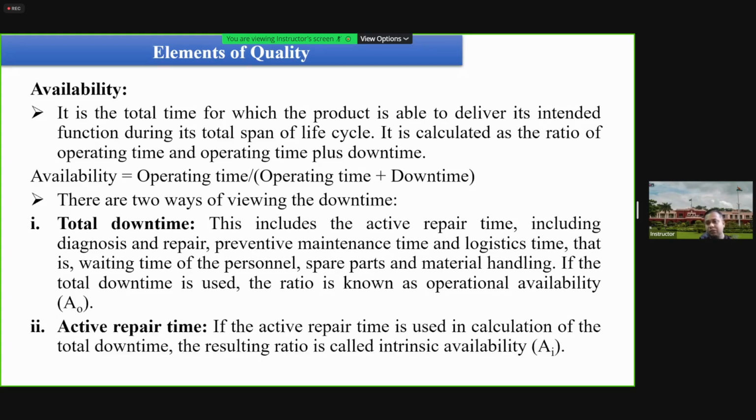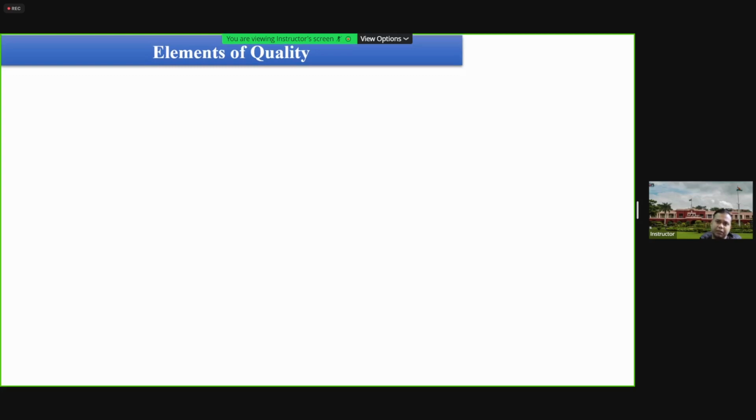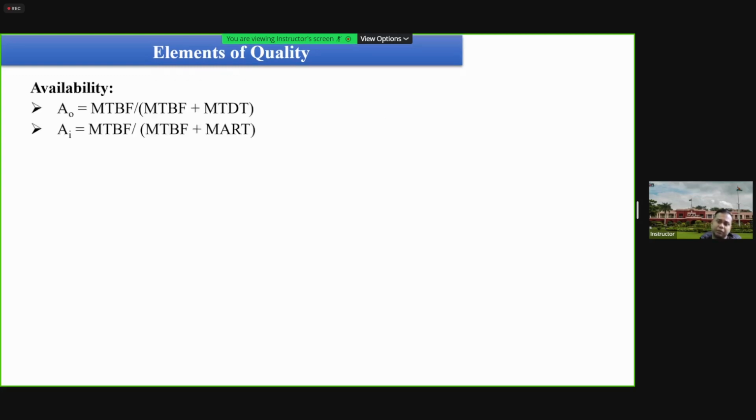So that is another important element of quality: we need to ensure that the availability of the product, or if we are talking in terms of equipment, the availability of the equipment is high. Our product is able to perform its intended function for a longer period of time. It does not come into repair more often.